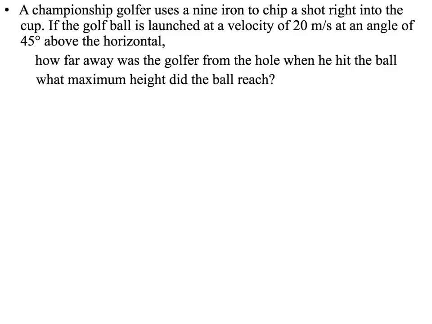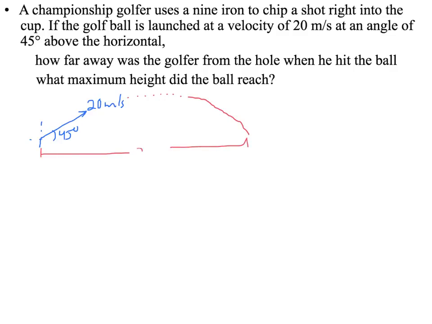A championship golfer uses a 9-iron to chip a shot right into the cup. If the golf ball is launched at a velocity of 20 meters per second at a 45-degree angle above the horizontal. A. How far away was the golfer from the hole when it hit the ball, and what maximum height did the ball achieve? Okay, so we know that the path is going to look something like that.